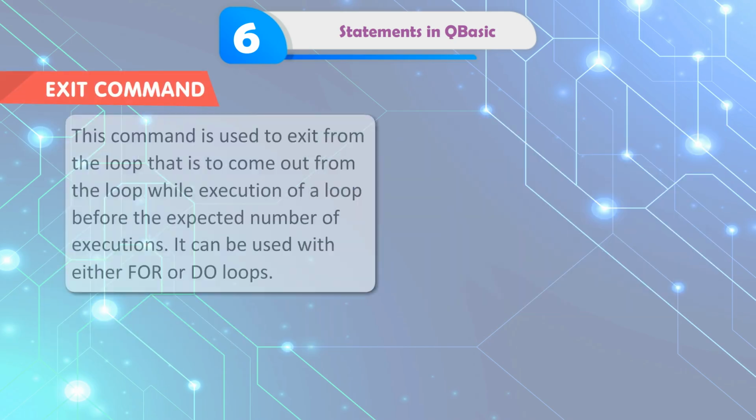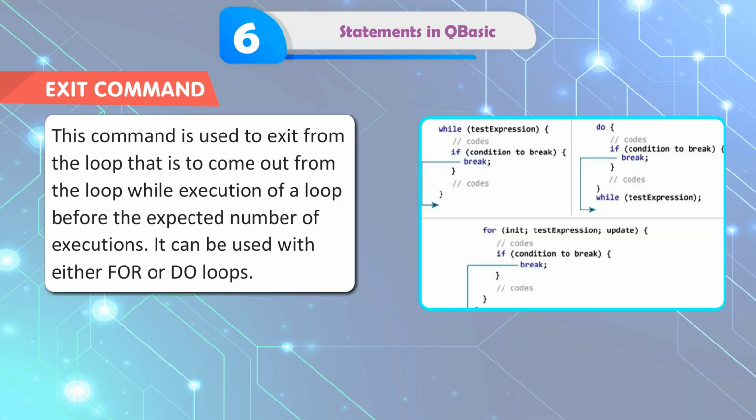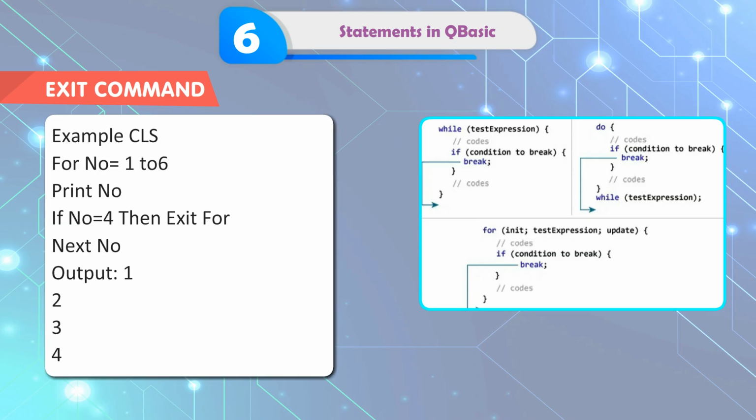Exit command. This command is used to exit from the loop, that is, to come out from the loop during execution of a loop before the expected number of executions. It can be used with either For or Do loops. Example: CLS, FOR no = 1 TO 6, PRINT no, IF no = 4 THEN EXIT FOR, NEXT no. Output: 1 2 3 4.